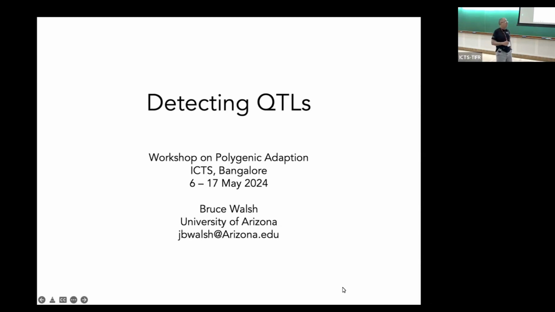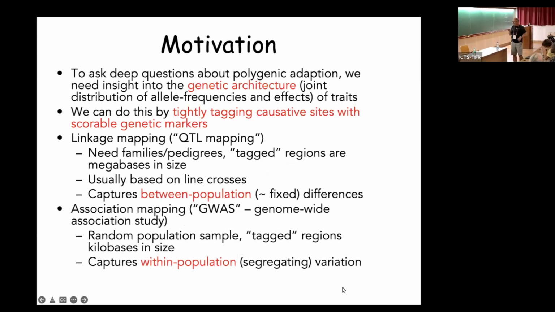So what I want to do is talk about detecting QTLs or quantitative trait loci. And the upshot is I'm going to tell you why this has been largely a failure, setting you up for the next lecture to tell you what we can do about it a little bit differently. So here's kind of the motivation.